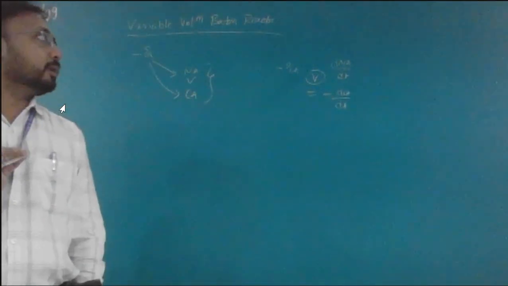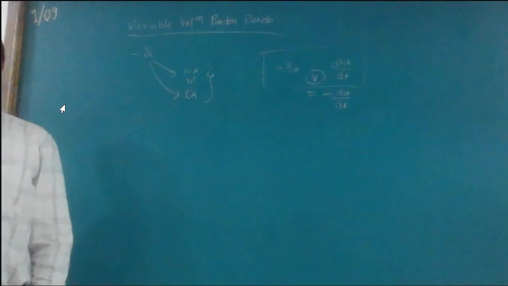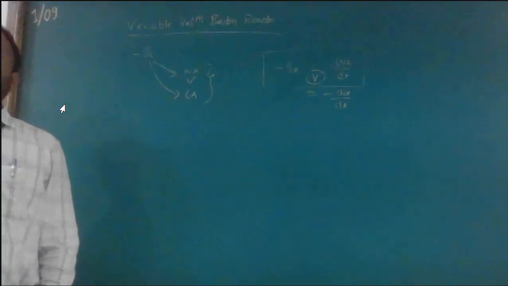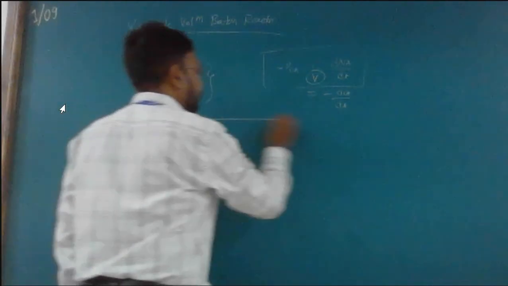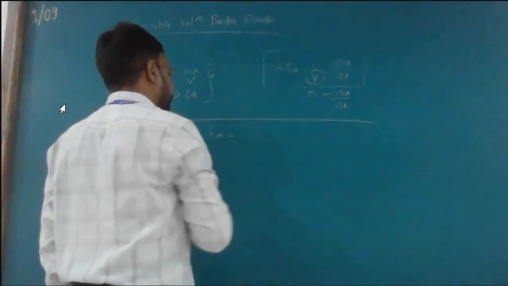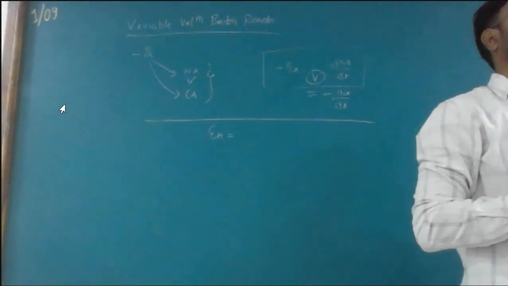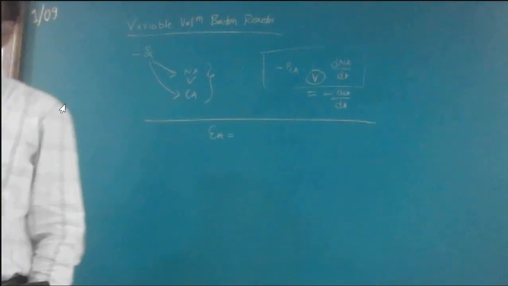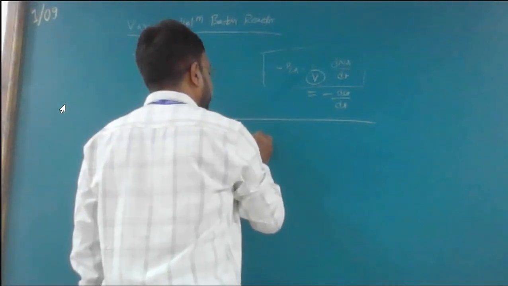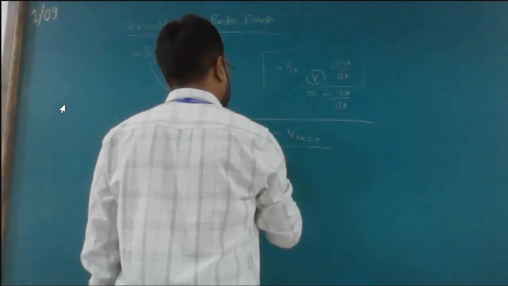If you consider this particular rate equation, V is going to contribute to it. But now in the variable volume batch reactor, the volume is going to change. We have to account for it by considering a factor called epsilon, the fractional change in volume from full conversion relative to the initial condition. That would be the volume at X equals 1 minus the volume at X equals 0, divided by the volume at X equals 0.